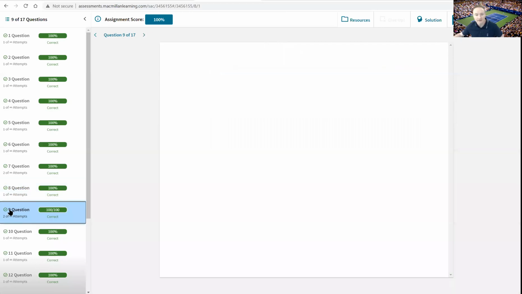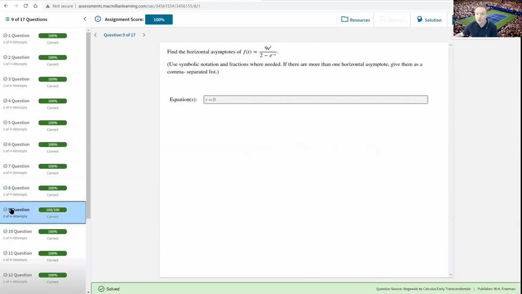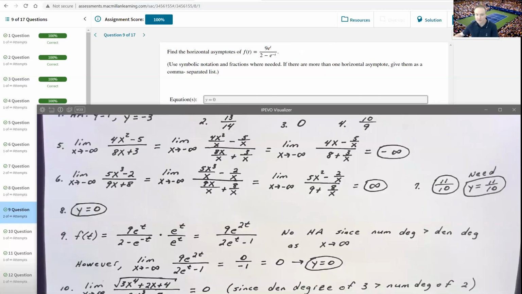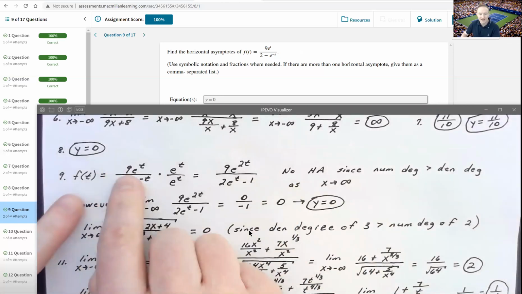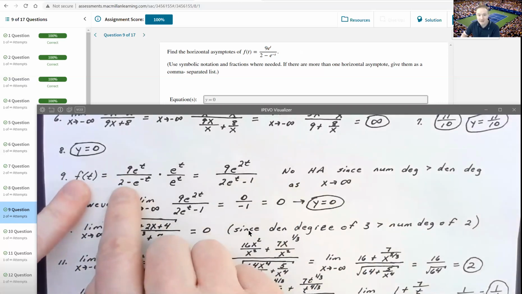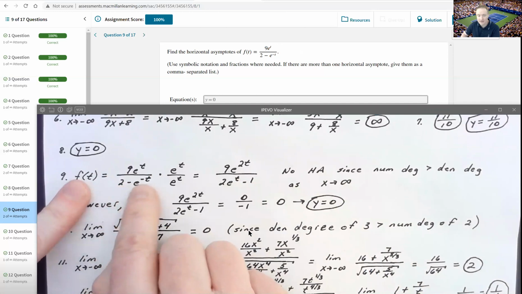Number 9. This one is a little bit more troubling because it's not a rational function. You don't have a polynomial divided by a polynomial, but it's still not hard to think about. So I had my f of t equal to 9e to the t divided by 2 minus e to the negative t. Well, I know that e to the negative t is 1 over e to the t, a term in the denominator.